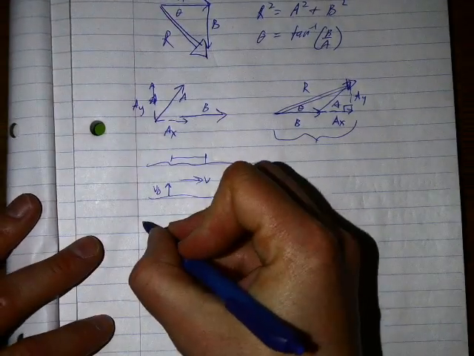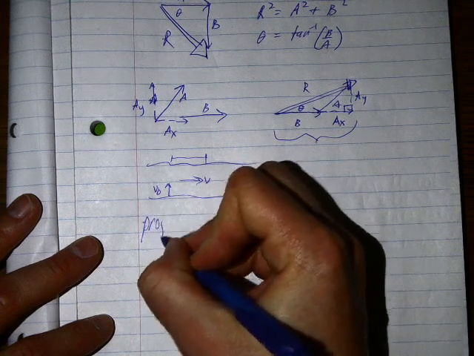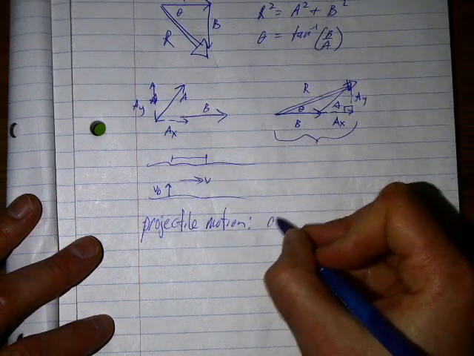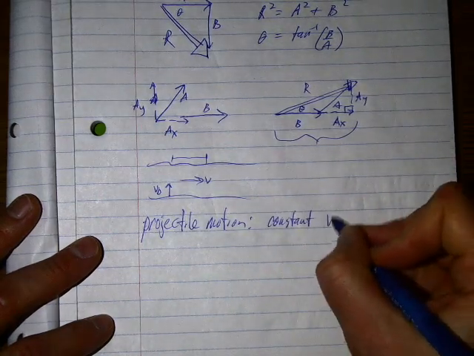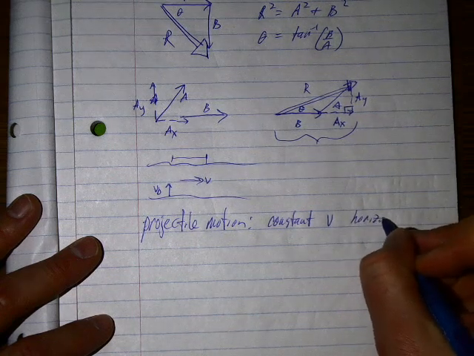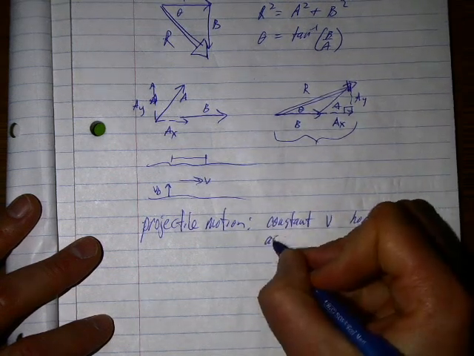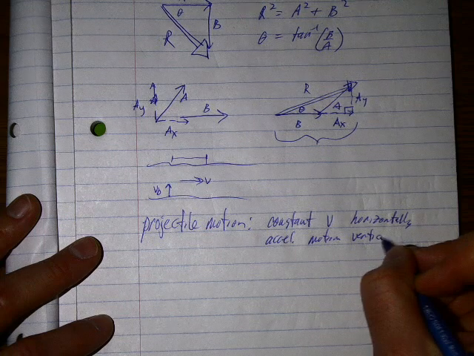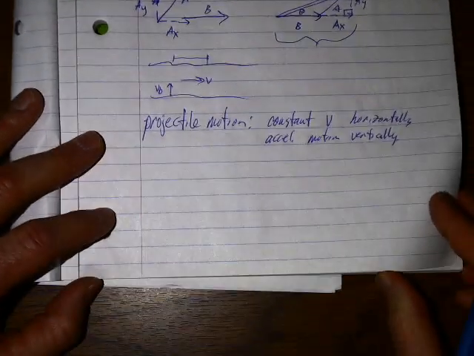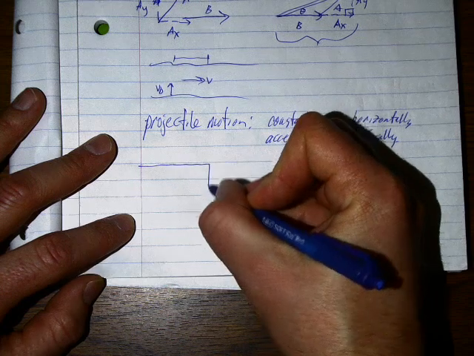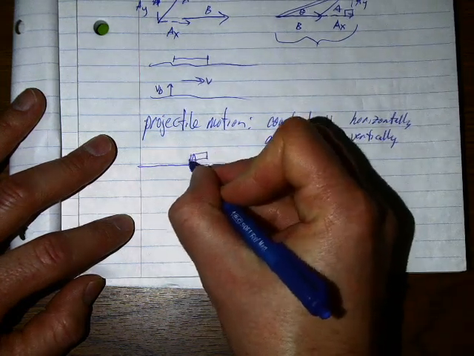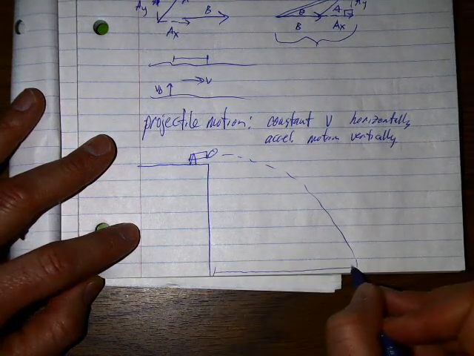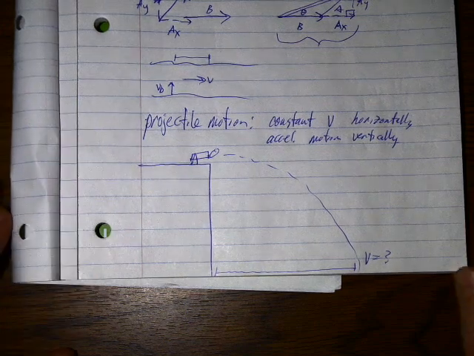We then started dealing with the real meat of Chapter 3, which was projectile motion, which is defined as something moving with a constant velocity sideways, horizontally, but accelerated motion vertically. So kind of the classic problem for projectiles is if you fire a cannon or whatever else you want to fire horizontally off a cliff, how far is it going to go and how fast is it going to be going when it gets there?